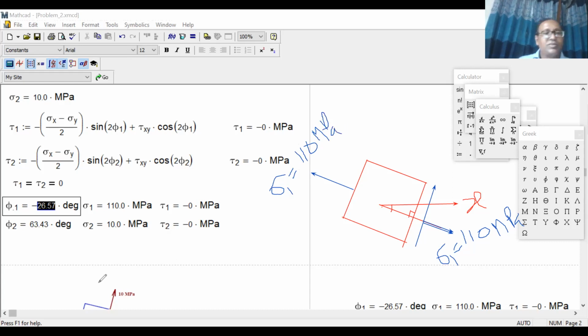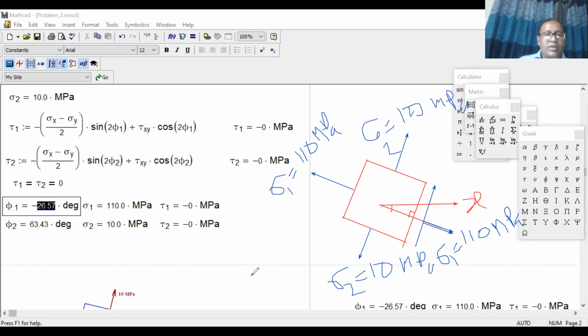Then you put sigma 2. So where will sigma 2 be? Sigma 2 equal to 10. So one side you already have the number. So sigma 2 should be on these two sides. And this is positive. There is no negative sign. If negative sign, the arrow will be toward the object. Because it's a positive sign, the arrow will go away from the object. So this is my sigma 2. Now we just write down that sigma 2 equal to 10 megapascal. Okay, you write down this is 10 megapascal. Similarly, over here you write down sigma 2 equal to 10 megapascal.